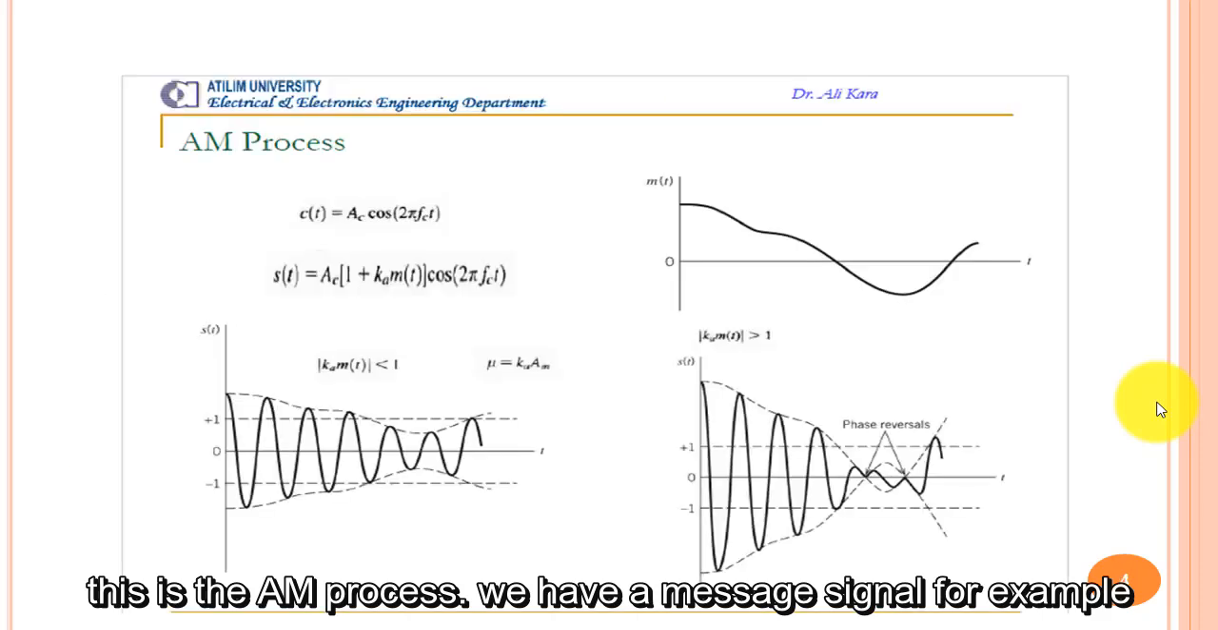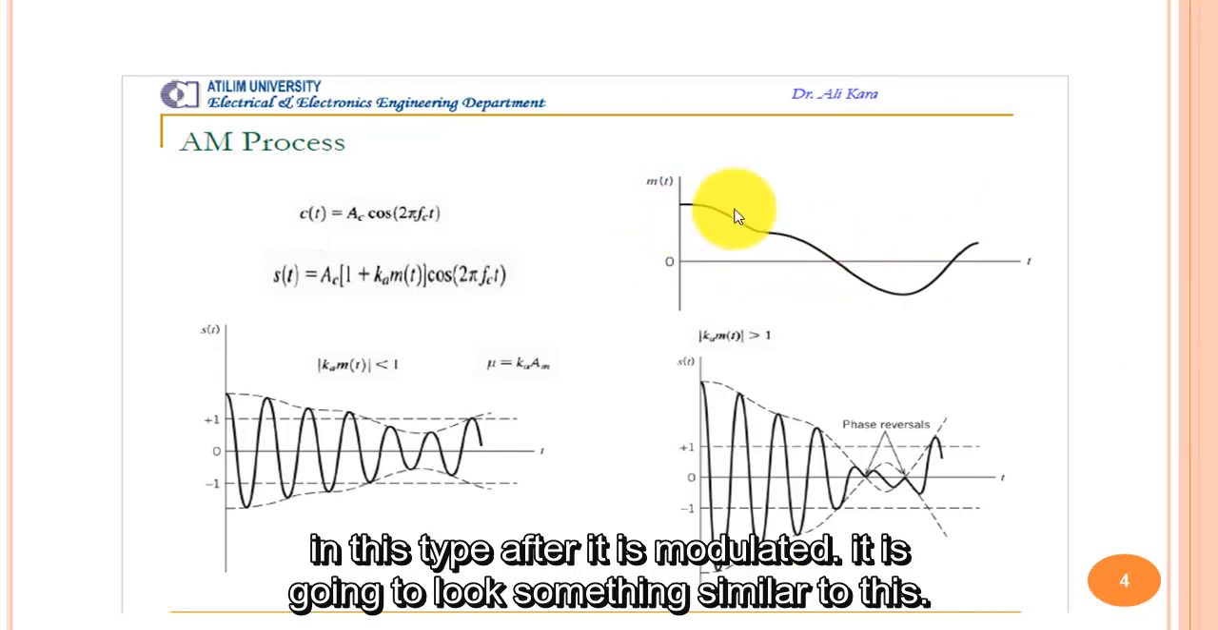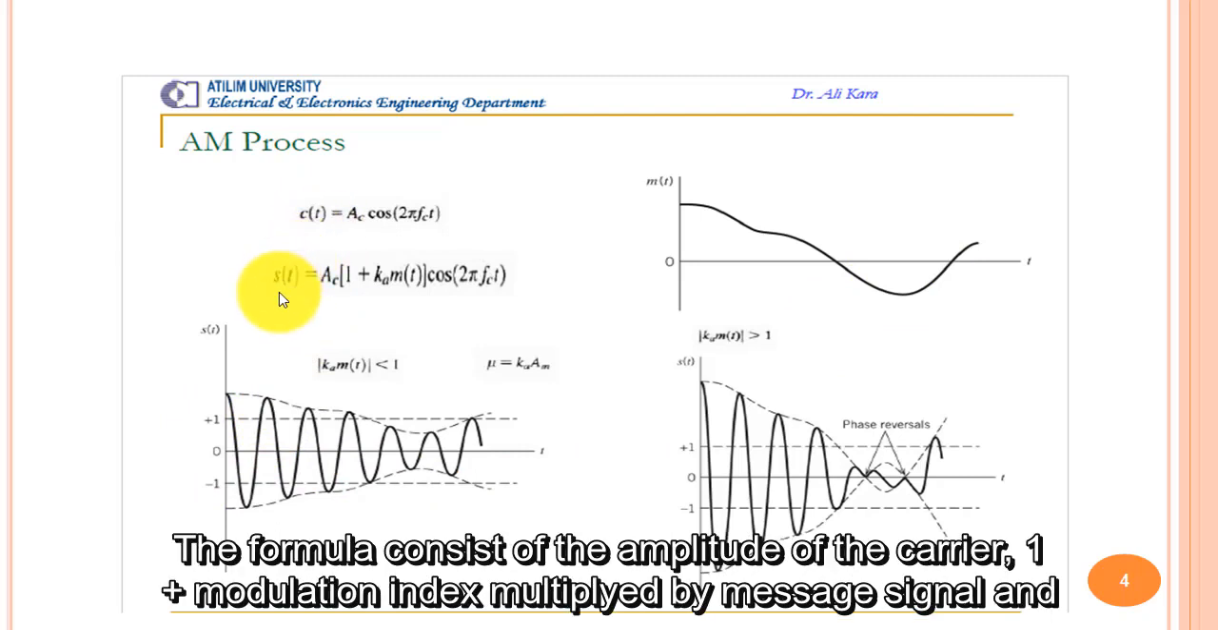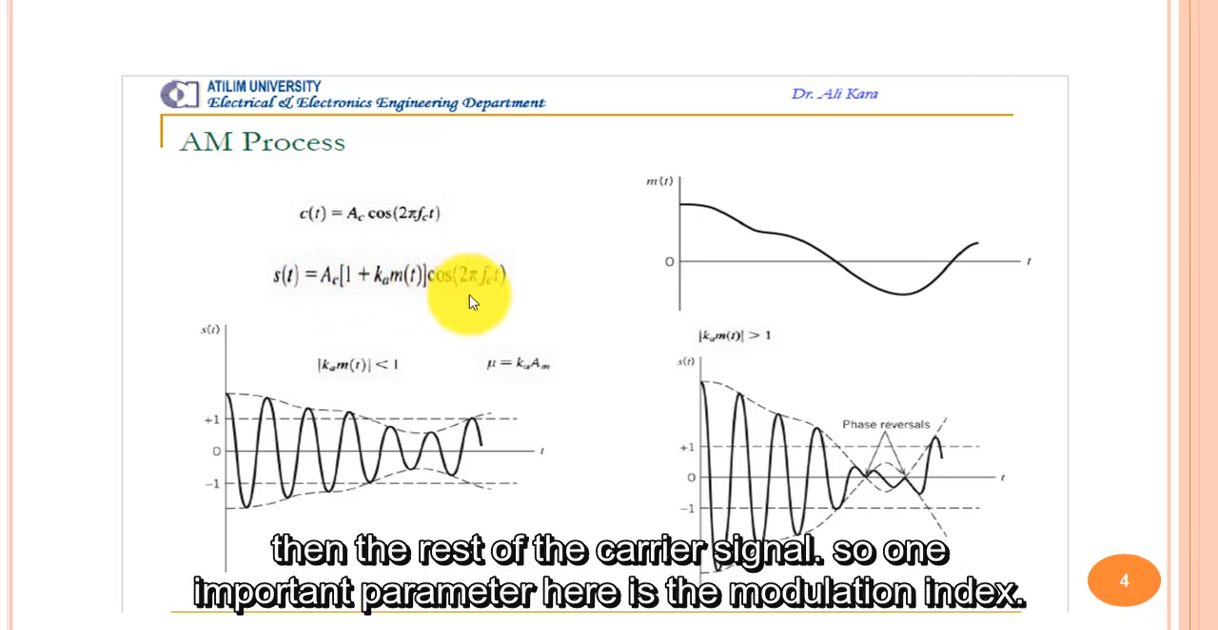This is the AM process. We have a message signal, for example, of this type. After it is modulated, it is going to look something similar to this. This is the formula for AM modulation, and this is the carrier. We can see that the formula consists of the amplitude of the carrier times 1 plus the modulation index multiplied by the message signal, and then the rest of the carrier signal.